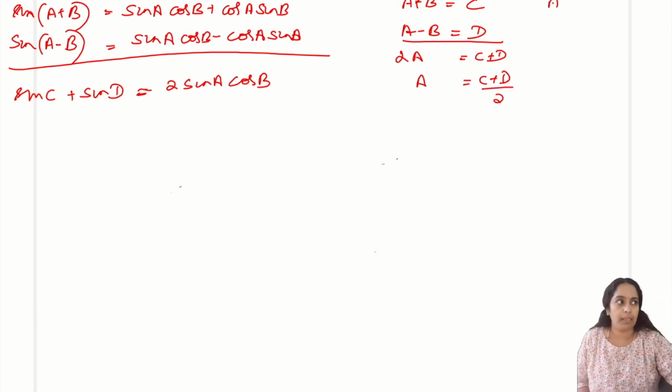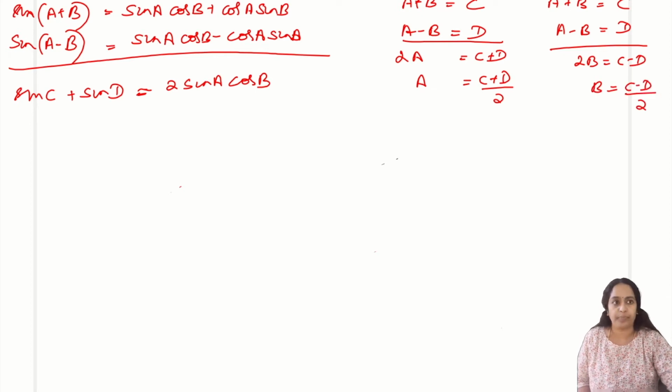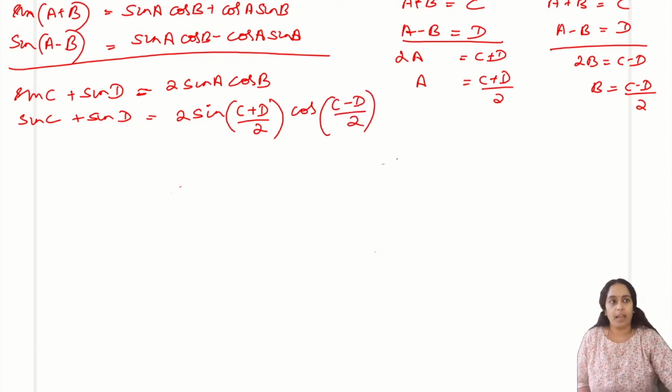What is my B? A plus B equals C, A minus B equals D. When I subtract both these equations, I will get my B value. 2B equals C minus D. B will be C minus D divided by 2. Sin C plus sin D will be 2 sin of C plus D divided by 2 cos of C minus D divided by 2. Now I will find the difference of these two identities.